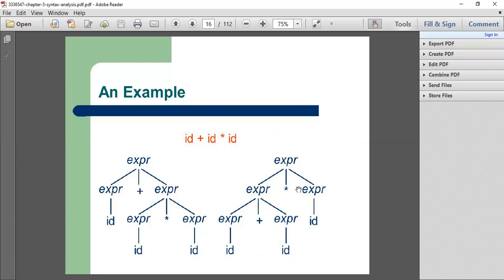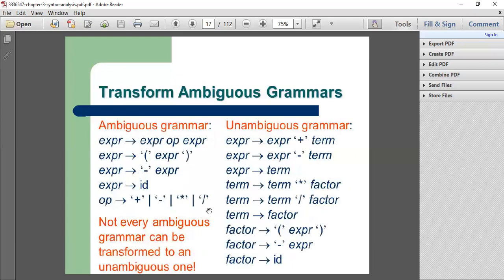Here in this one, we are expanding only the left hand side of the tree, right? So this is called leftmost derivation. So for this grammar, we have two parse trees. So this is called an ambiguous grammar. A grammar is said to be ambiguous if it has more than one parse tree.